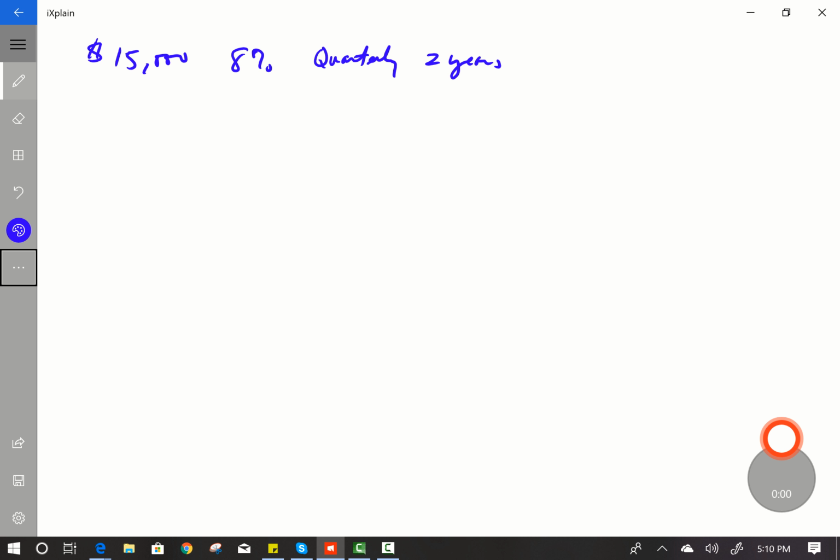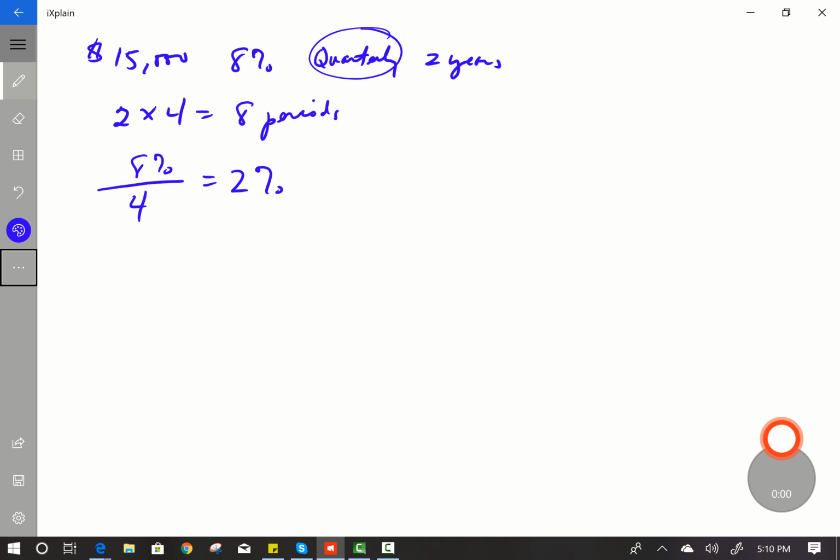So we're going to take 2 years and multiply that times 4 times a year, the number of times that it's compounded, which is quarterly, and that will give us 8 periods. And then take 8% and divide it by 4 times a year, the number of times it's compounded, and that will give us 2% that we'll use on the future value chart. So we're going to find the corresponding factor of 8 periods and 2% on that future value chart.